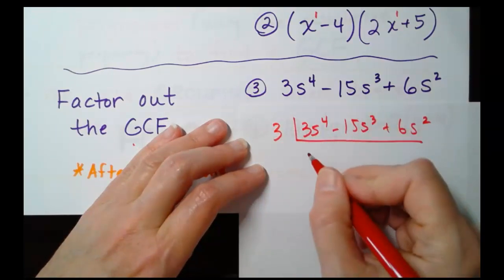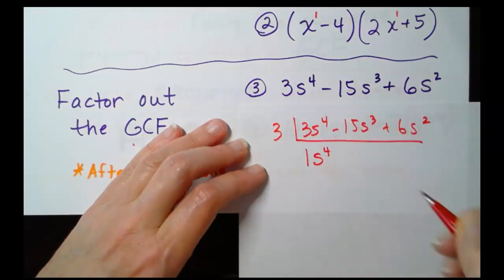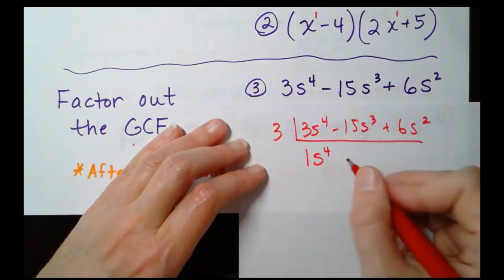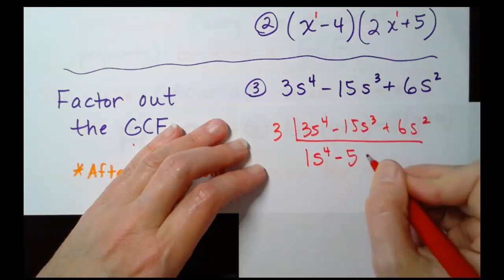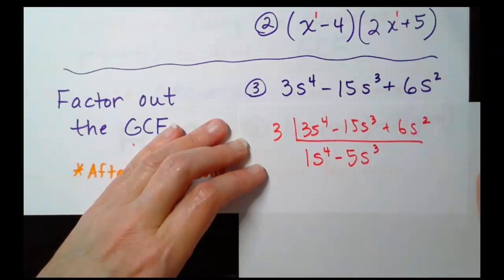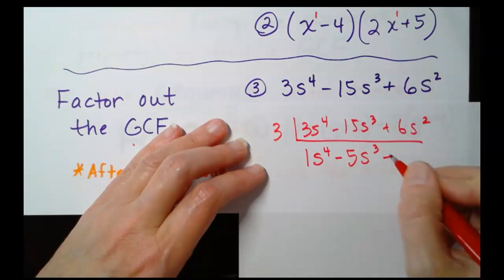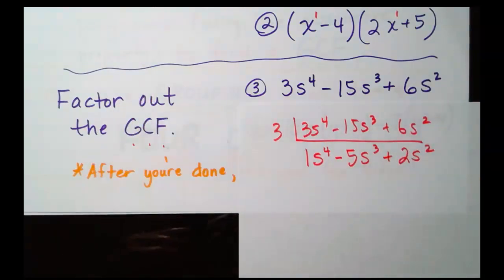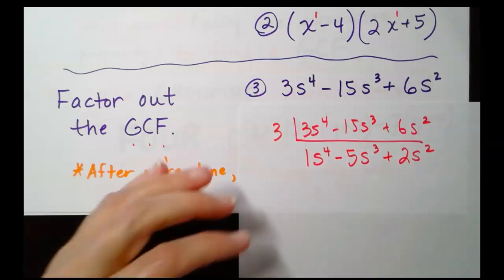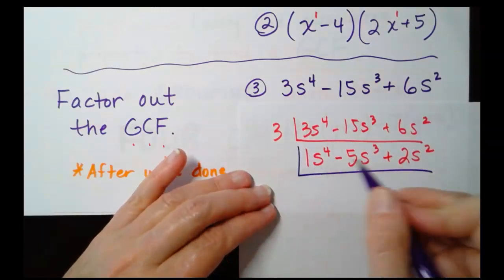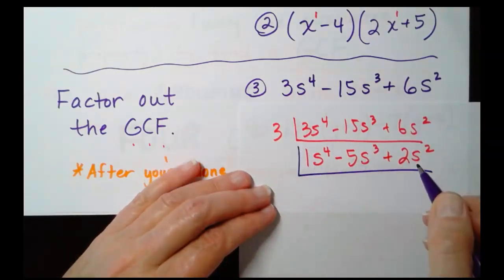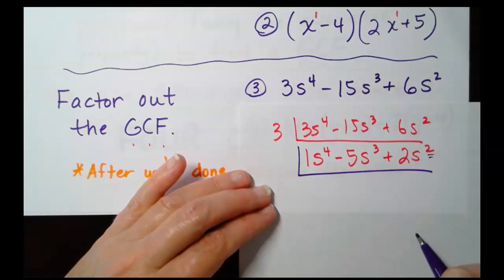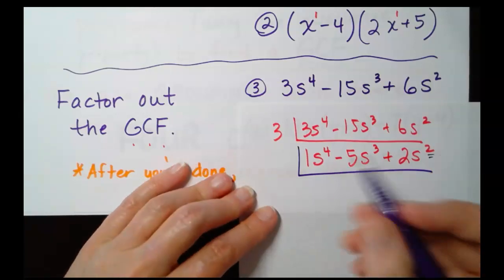So dividing everything by 3 using a factor ladder here. 3 divided by 3 is 1. 1s to the 4th. Negative 15 divided by 3, negative 5s to the 3rd. 6 divided by 3, plus 2s squared. All right, so we took care of the coefficients. Now we're going to work on the variable s. And every single term has at least 2 powers of s. So that's what we're going to take out.